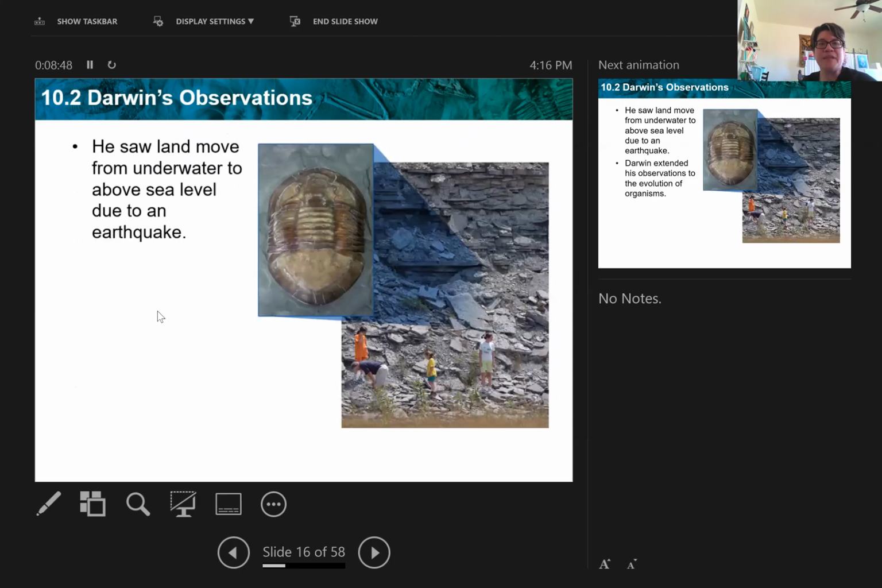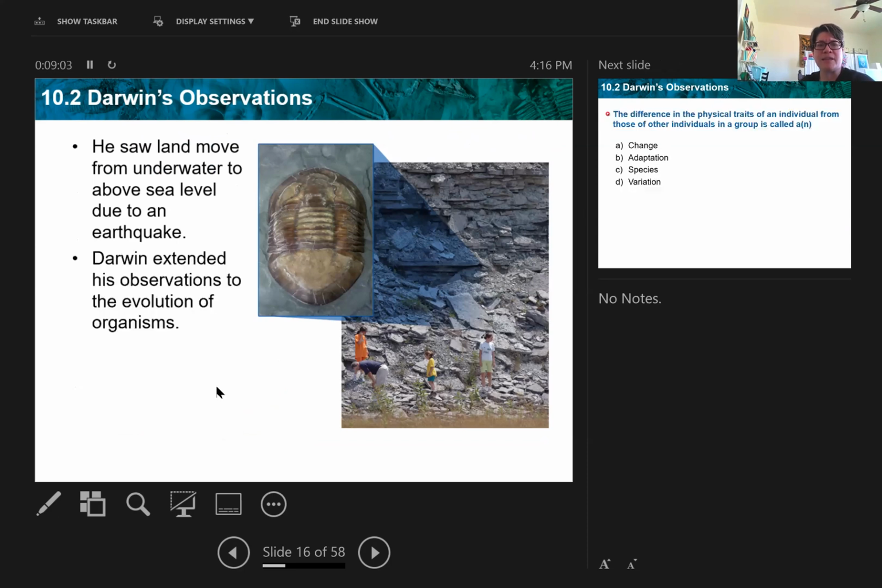And then he also saw differences in sea level. And so he saw fossils in different layers of rock that were once underwater, and saw that this was evidence of an earthquake. So he was making all these really profound observations. And he saw that things were changing in geology, and he thought also that things were changing in living things, and they weren't always like this, they could have changed.